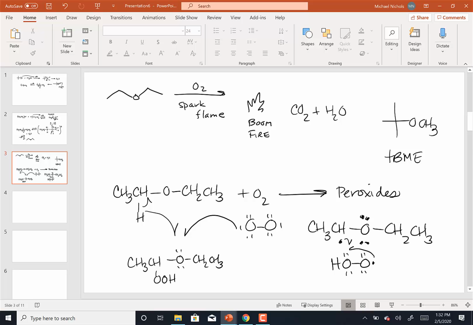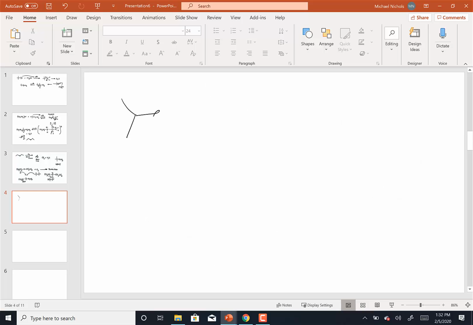But ethers form peroxides very easily. This is basically a primary carbon. If it was more than a primary carbon, if it was a secondary carbon, it would be an even worse situation. So if you had something like diisopropyl ether, it would be very easy for oxygen to abstract that hydrogen, because now I form a secondary radical much faster.